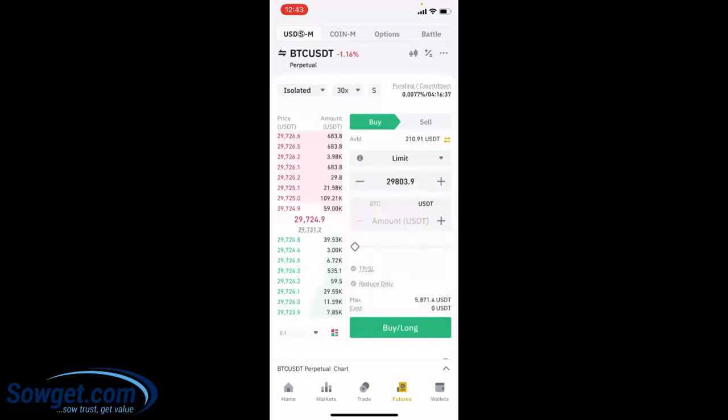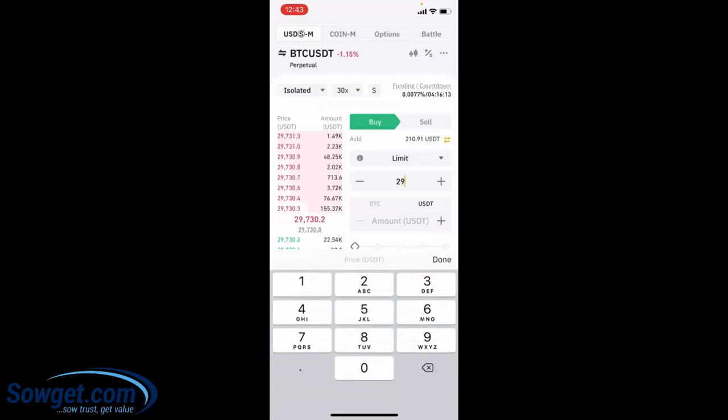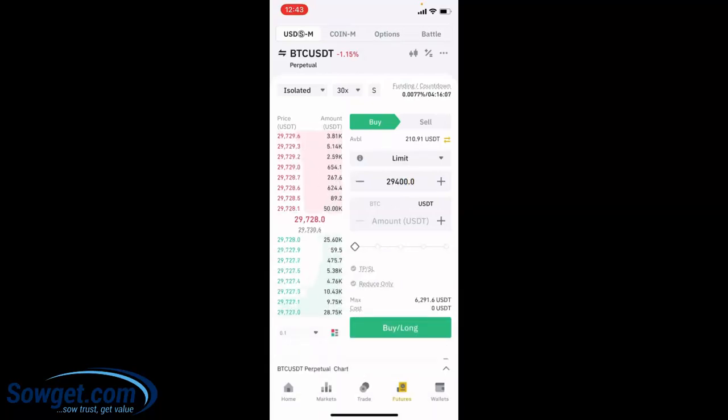Now, for limit, it means that you want to buy at a specific price. So right now, you can see that the price of Bitcoin is about $29,700. Now, you can say that, okay, you want to enter the trade when it gets to, let's say, $29,400. So let's say that's what you want to do. You want to enter at that price. That's the use of limit. So it allows you to pick the price you want to enter the trade.